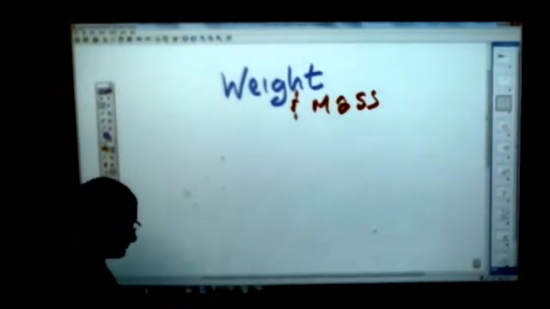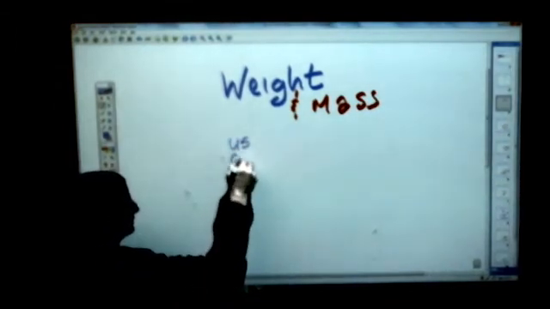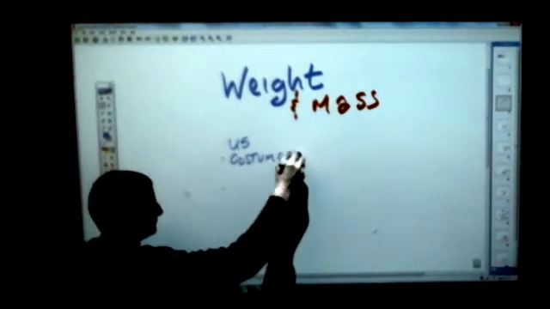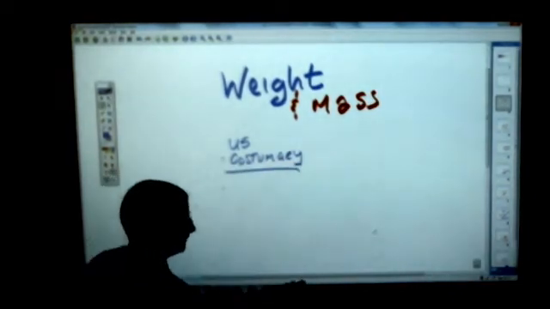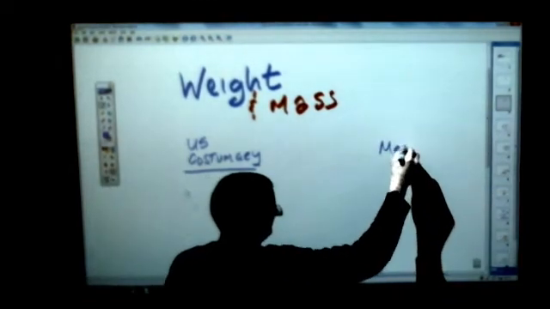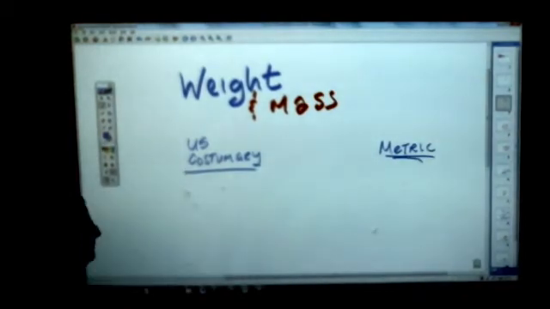U.S. customary system we'll put on this side, and then we have the ever popular metric system. You've probably done a little bit in both.